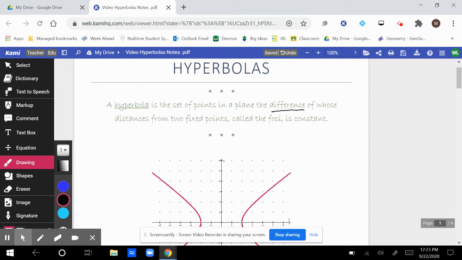Okay, so the definition of an ellipse was if you took any point on that ellipse, you took the distance to one foci plus the distance to the other. That sum would be the same for every point on the ellipse. Now with a hyperbola, you're subtracting. So the distance to one foci minus the distance to the other will be constant for every point on the hyperbola.